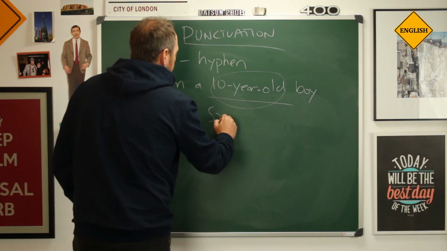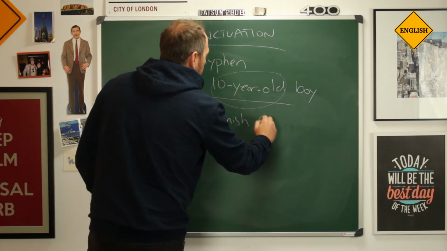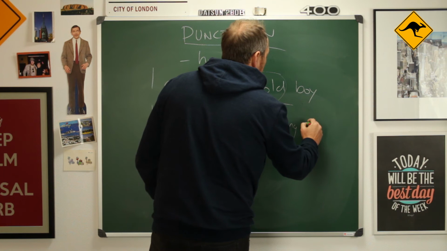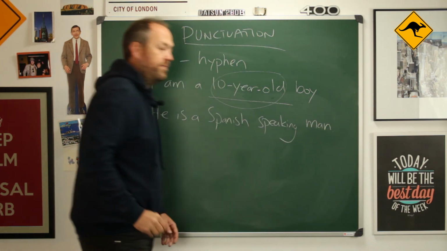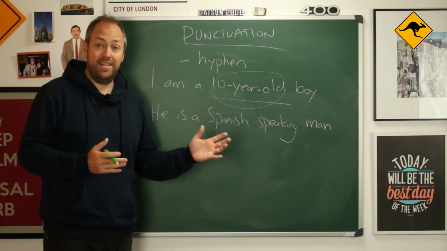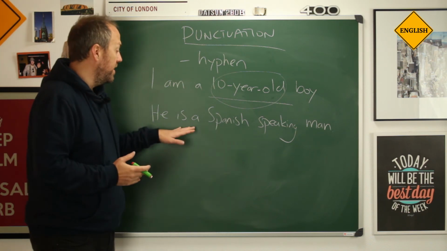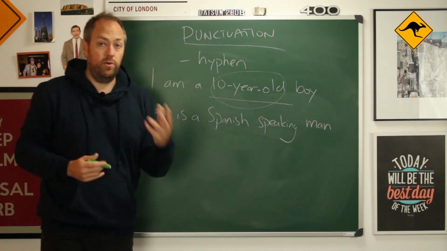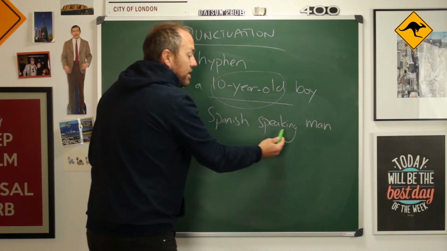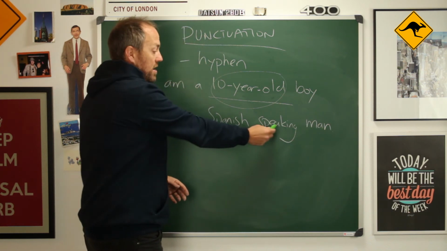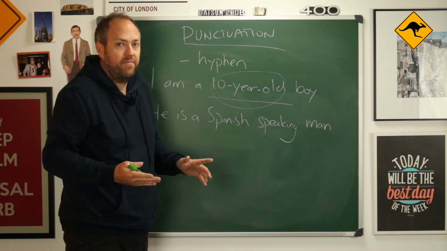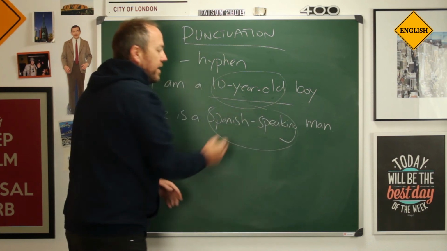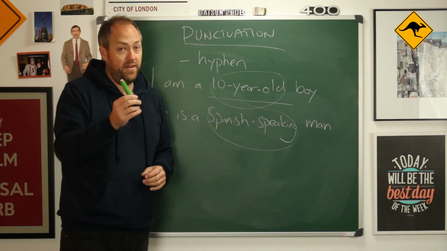Or for example, he is a Spanish-speaking man. Okay? So again in this situation, we have 2 adjectives, Spanish speaking. So is this one idea or 2? Do we want to say he is a man who speaks, who is Spanish, but maybe he speaks English or French or German? No, we want to say he speaks Spanish. So we join the 2 ideas together, okay, with our hyphen. So don't forget about the hyphen in the academic writing.